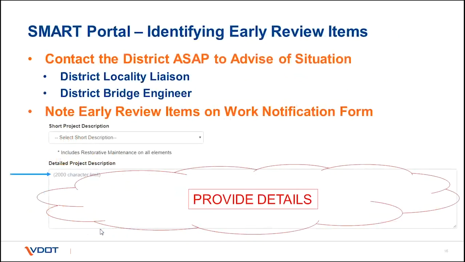And on all of those items I previously discussed, if you could provide those details in the work notification form in Smart Portal, there's an area for a detailed project description. Again, coordinate early with your district, and then please include information on those aspects in the detailed project description. It helps us review it, and it helps us help you.